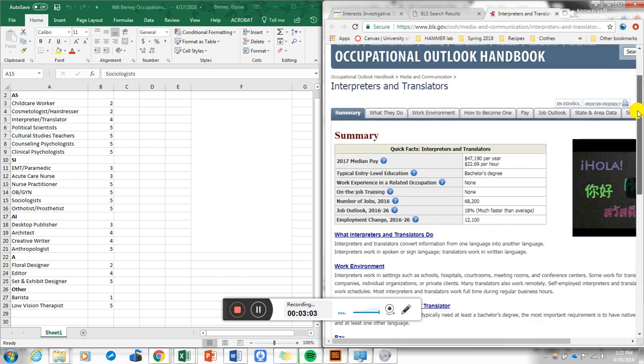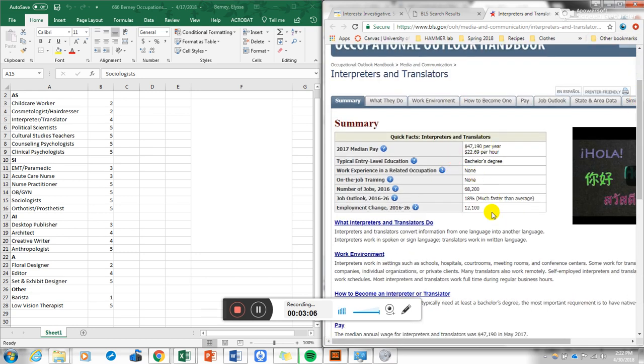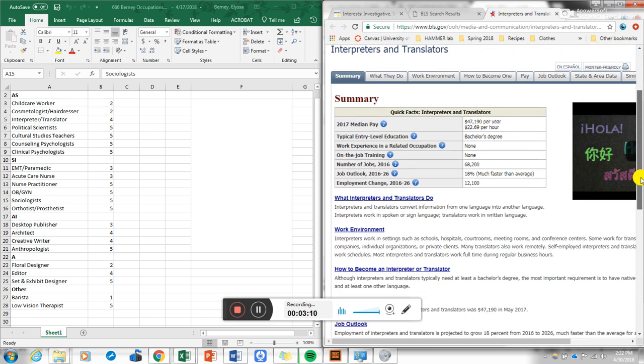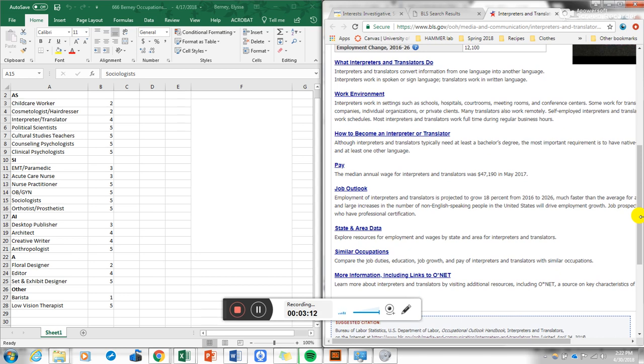This is very important information, but I encourage you to skip it for now and really just go down to, we're going to stick with what sounds interesting, what would I enjoy. So I start looking at, okay, what do they do? They translate information from one language into another. They might work in sign language. That might be what fits best for me.